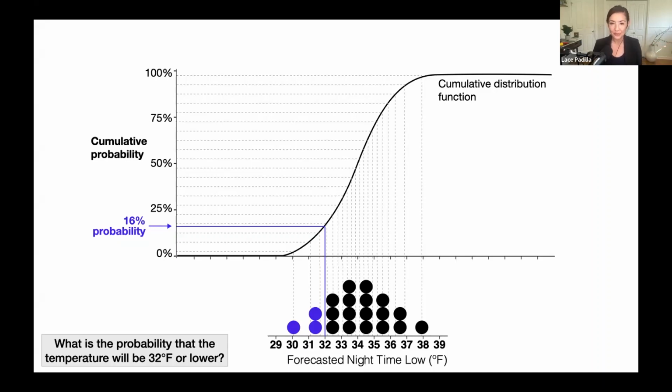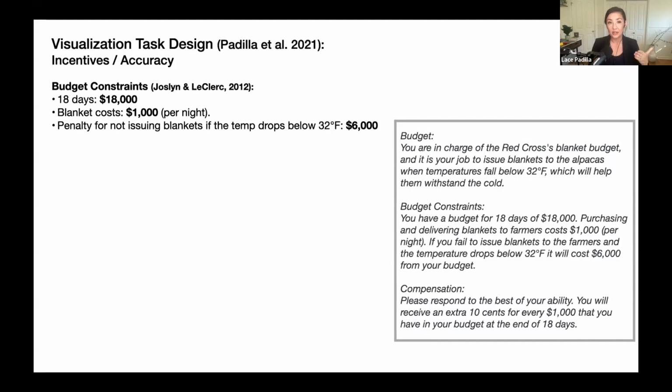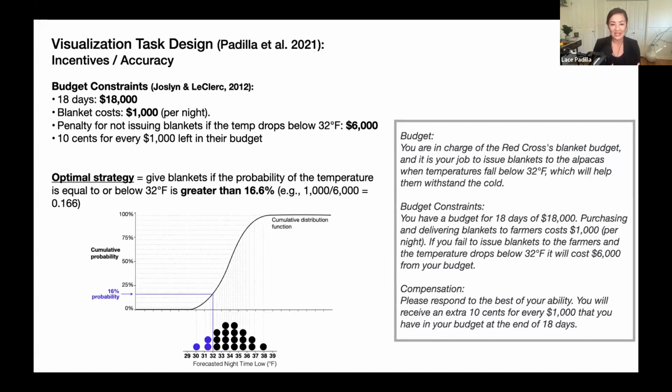Okay. So in this particular task, we also had a correct answer. That's not always the case with my experiments, but in this one, we wanted a correct answer. And the way we set that up is we had a budget that we gave people. So we gave people an 18-day budget, and they had $18,000 in this hypothetical budget. The blankets cost $1,000 per night to issue to the alpaca farmers. There was a penalty for not issuing the blankets if the temperature dropped below 32 degrees. And they received an extra 10 cents for every $1,000 left in their budget. So they were very incentivized to do this correctly. Now, because of this cost-benefit analysis, we can find the correct answer for any given probability and any given standard deviation of these distributions, which we did manipulate a little bit.